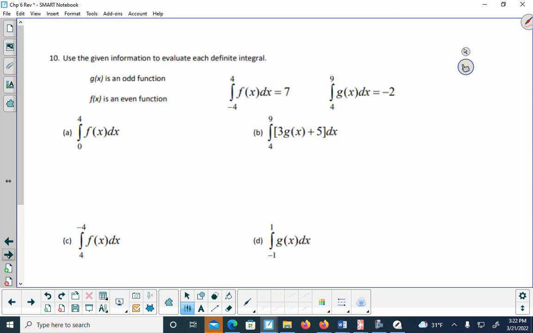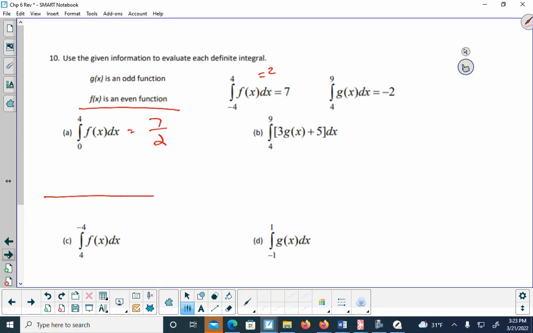Moving on to the next one, it says use the information to evaluate the definite integral. So it's telling me that g of x is even and f of x is, oh no, I got that wrong. g of x is odd and f of x is even. So when I go to do 0 to 4 of f of x, they're telling you that from -4 to 4 is 7. And f of x is an even function, which means this is equal to 2 of one of those. So this will just be 7 halves.